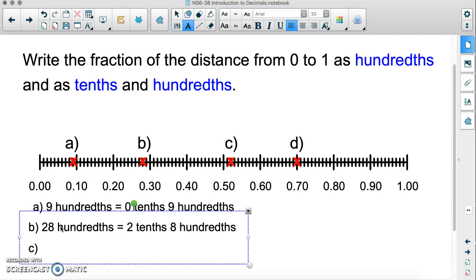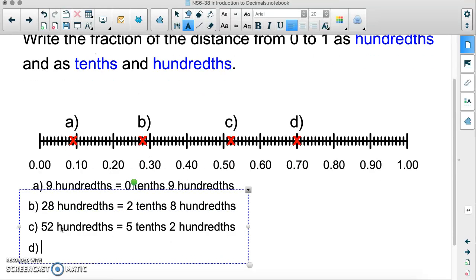For C, we have 52 hundredths. So when we describe that and write that out, we have 5 tenths and we have 2 hundredths. And for D, we have 70 hundredths. So we would describe that as 7 tenths, 0 hundredths.